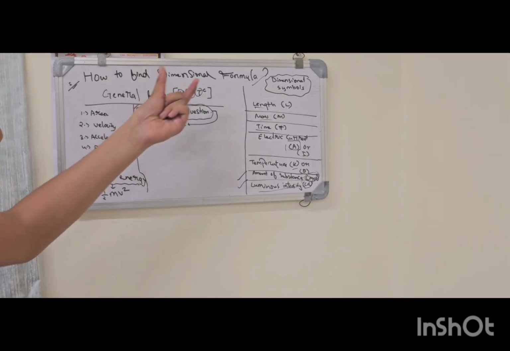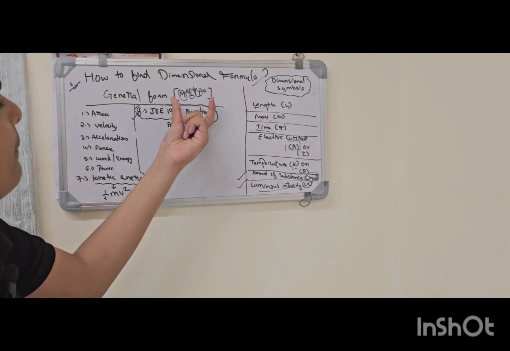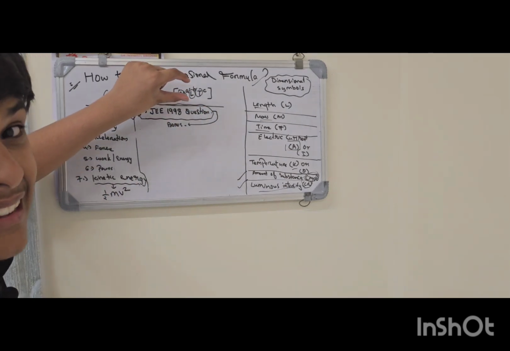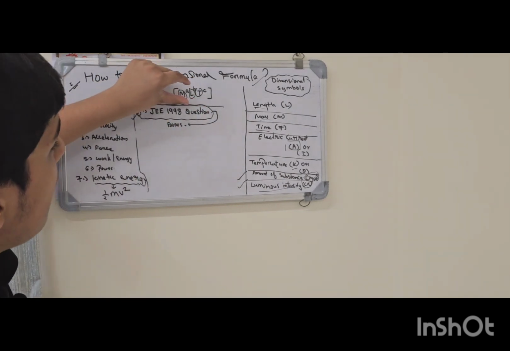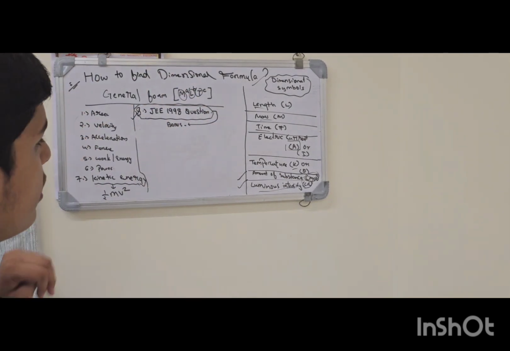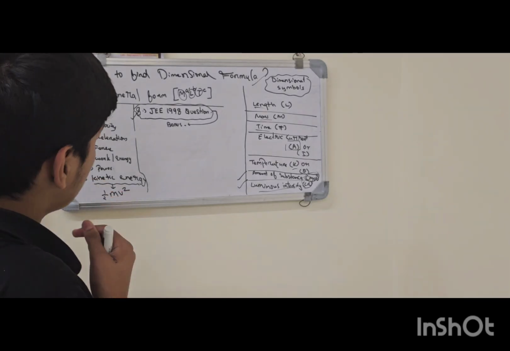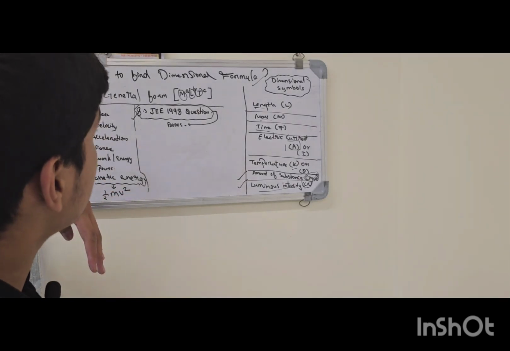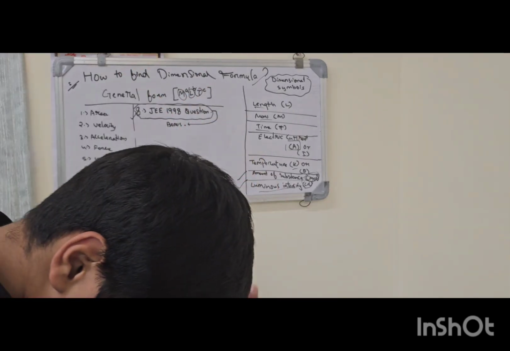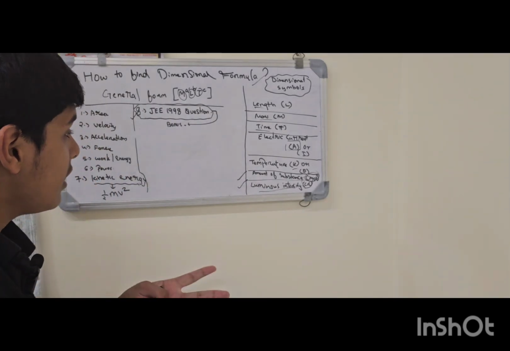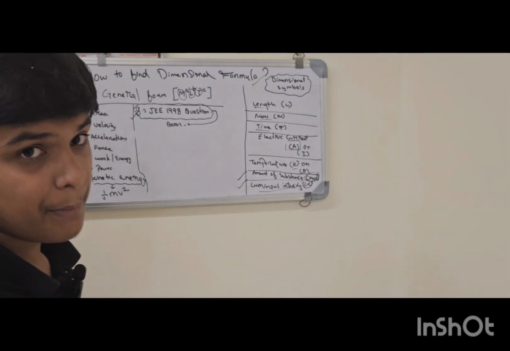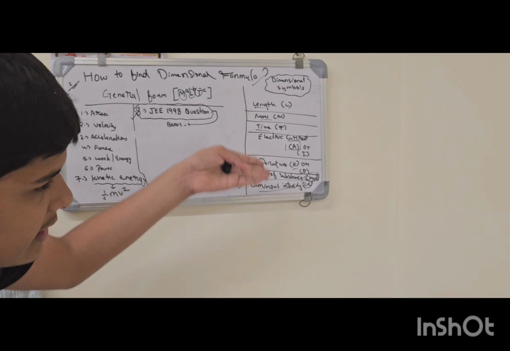Now this is the dimensional formula general form, M to the power a, where a is the power of mass, b is the power of length, and c is the power of T. Simple. Now, how to find the dimensional formula: you have learned two main important things. Remember, we had learned fundamental units. Fundamental units are these things you must have seen.